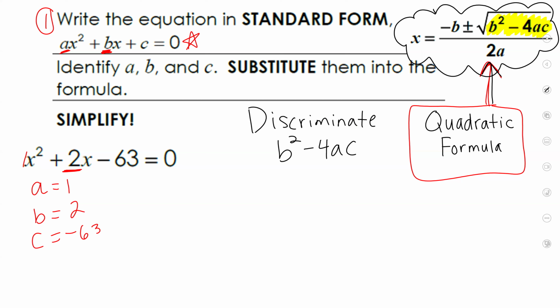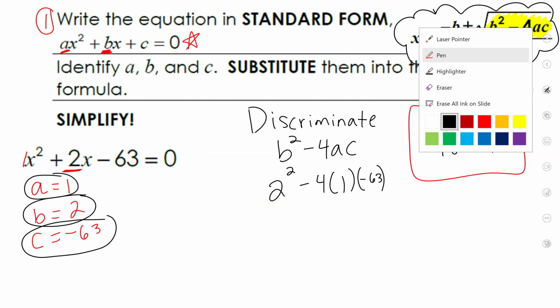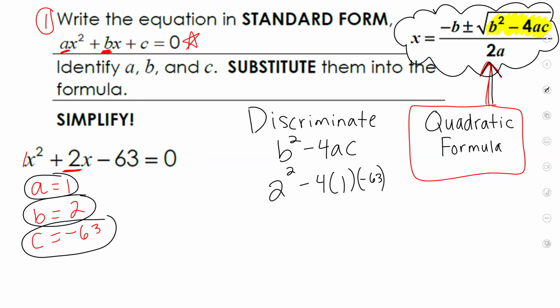So b is 2, right here. Your b value is 2. Let's plug in a and c. This is your a value, 1, and your c value is negative 63. You may use a calculator. What I always advise students to do is to box these last 3 numbers. Leave that minus sign on the outside and box those 3 numbers.